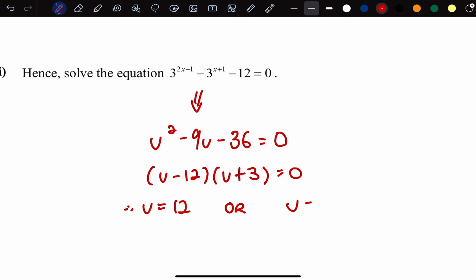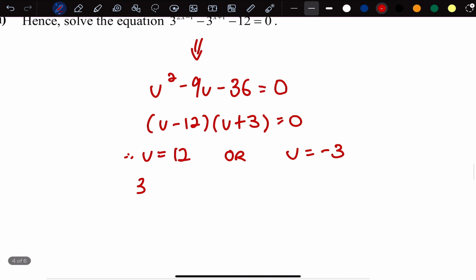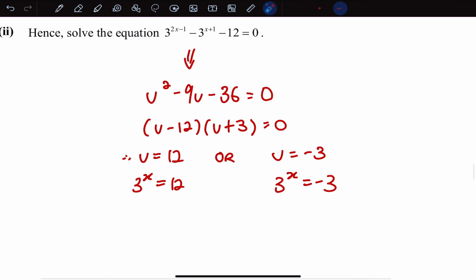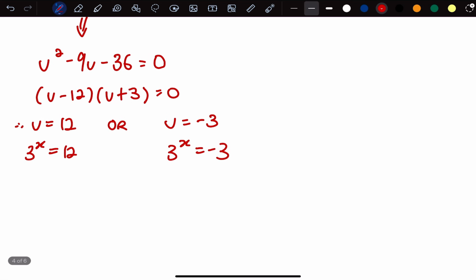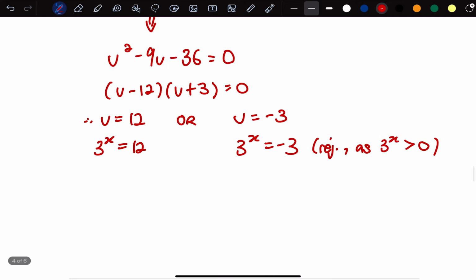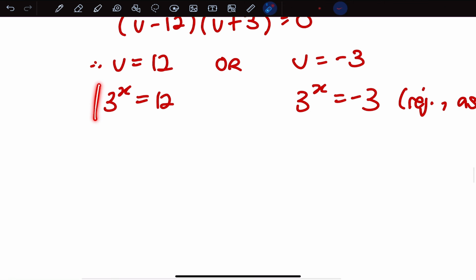Therefore, u equals 12 or u equals negative 3, which implies that 3 to the power x is equal to 12, or 3 to the power x equals negative 3. Whenever you have an exponential which is equal to a negative number, always reject it, because exponentials are always strictly positive. This is rejected, as 3 to the power x is strictly positive. Then from here, I have only this thing here to solve. I have an unknown power. The most useful way to find an unknown power is to take logarithms on both sides.